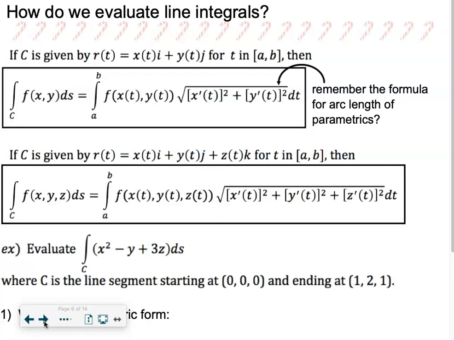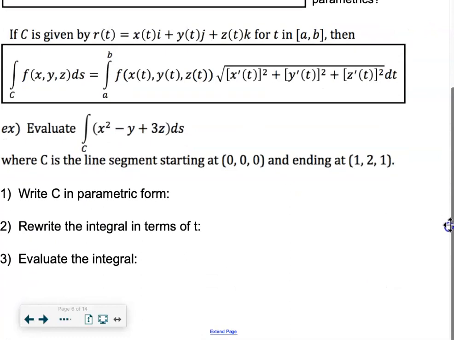All right, we're going to walk through this one together. So this is our very first line integral. We're going to integrate over the curve C of x squared minus y plus 3z ds. Remember, s is what we use for arc length. C is the line that you're integrating over. In this case, C is a line starting at 0, 0, 0 and ending at 1, 2, 1.